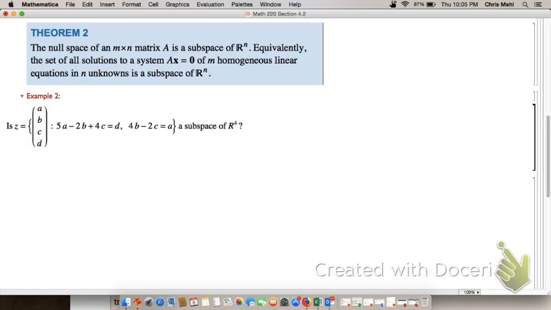Okay, so another thing we could do is look at another example, such as, is the set Z of all column vectors with 4 rows, A, B, C, D, these are real number entries, such that 5A minus 2B plus 4C equals D, and 4B minus 2C equals A, and I want to know if this is a subspace of R4. So the first thing here to notice is, again, I can mess with this set just a little bit. In that first expression I can subtract D to the left, and in the second expression I can subtract A to the left.